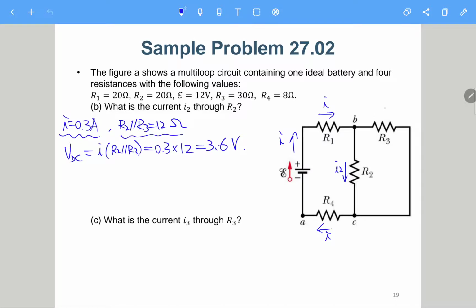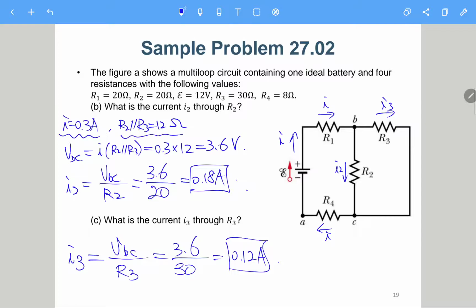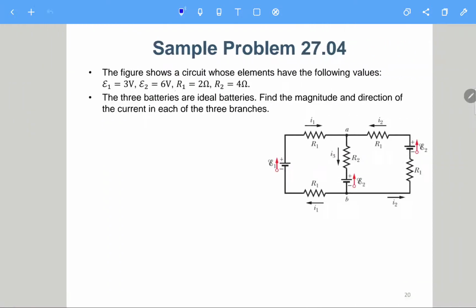Now we know VBC is 3.6 volt, we can calculate I2 and also I3. I3 we will calculate for part C. For I2, it is VBC over R2, which is 3.6 over R2, which is 20. So this is 0.188. And for part C, similarly, we can calculate I3, which is VBC over R3, which is 3.6 volt over 30 ohm, which is 0.128. Okay, any questions? No questions. Okay, so we move on.